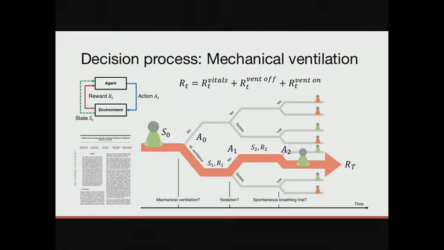Okay, to make this all a bit more concrete, I'll return to the picture that I showed you before, but now put it in context of the paper that you read, right? Was that the compulsory one, the mechanical ventilation? Okay, great.